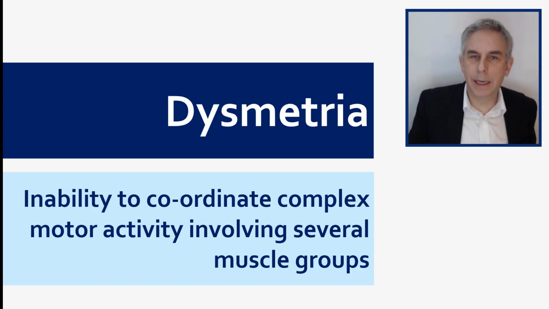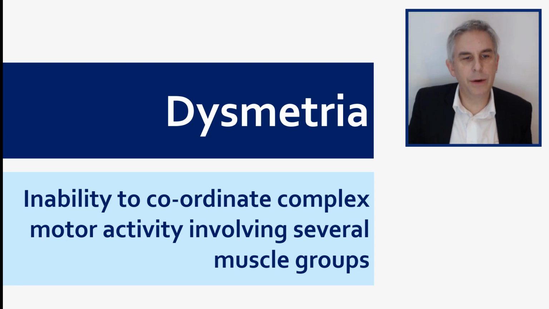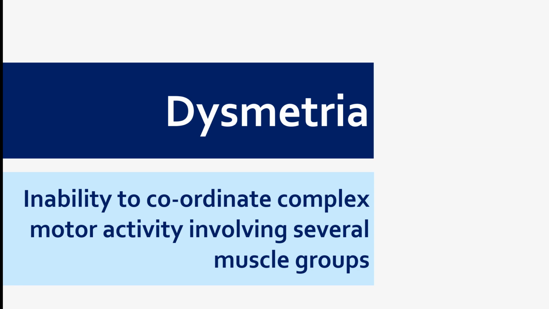Some simple ways that this is tested for: the first is to look for something called dysmetria. Dysmetria is an inability to coordinate complex motor activity involving several muscle groups. The way that we might test for dysmetria is something that you might have already seen when you've been learning your clinical skills or upper body neurological examinations. Patients are asked to touch their nose and then touch the outstretched finger of the examiner, or to reach out wide and then reach in and touch their nose. They may also be asked to do this with their eyes closed.